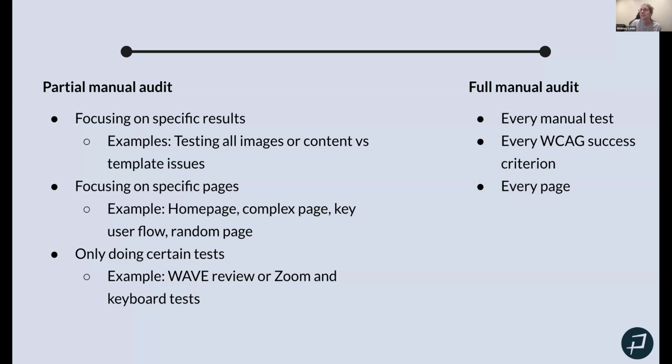Okay, and then on the other side of the continuum, we have that full manual audit. That full manual audit is every manual test, every WCAG success criterion on every page. And for a lot of organizations, that's typically going to be a third-party manual audit that you outsource to an accessibility company that does that. We're living on this partial manual audit side. And remember, all of these are valuable manual tests that are worth doing and adding to your workflow. They're also actually possible in the time and resources that we talked about.